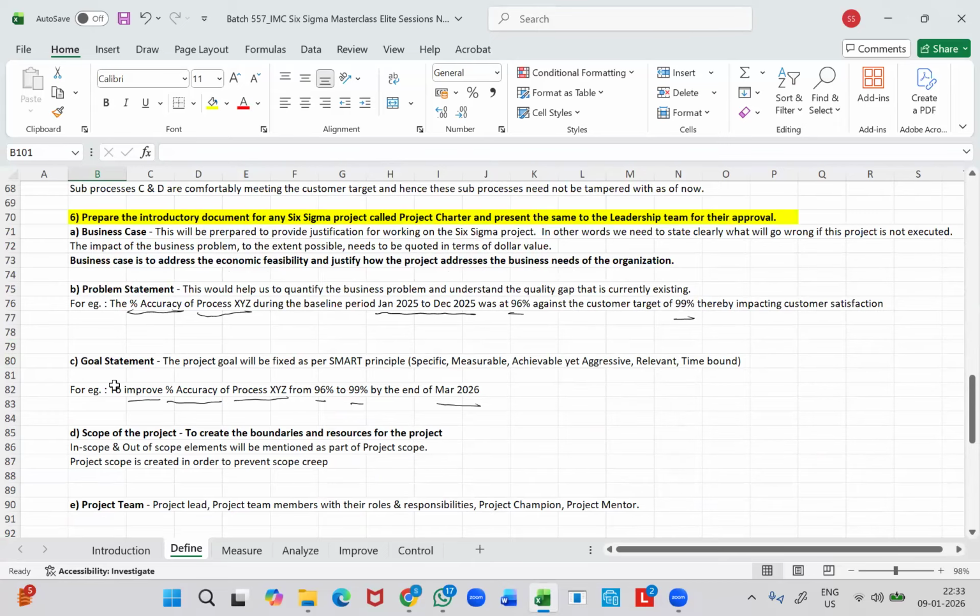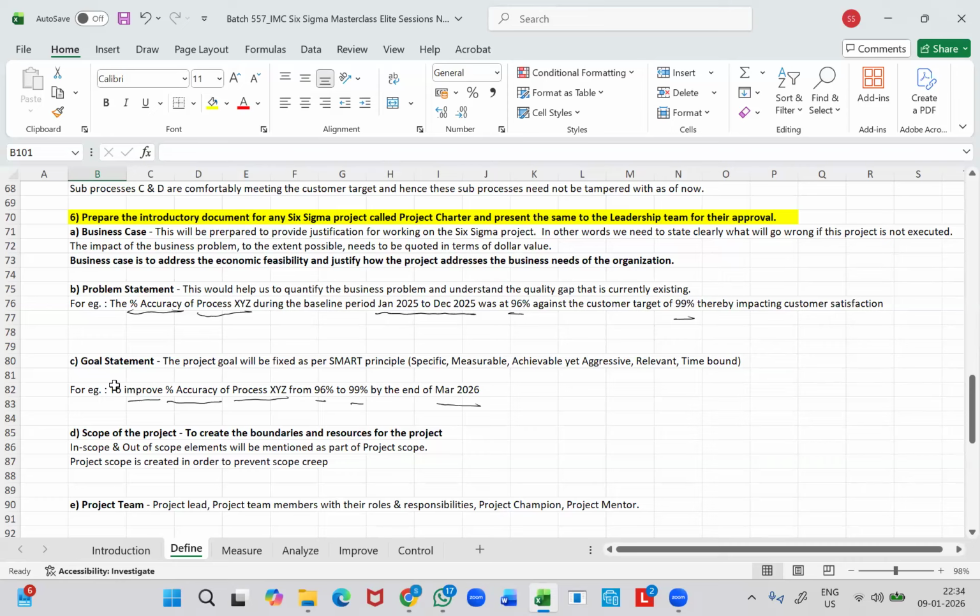Quickly, the business case, which is all about providing justification for working on a Six Sigma project. In other words, we need to state very clearly what will go wrong if I'm not going to work on the project now, right? And to the extent possible, we need to quote the impact part of the business problem in terms of some dollar value. Then we have the problem statement, which is all about quantifying the current problem and also understanding the quality gap. And as I told you, the problem statement will be a simple one-liner. And then the goal statement.